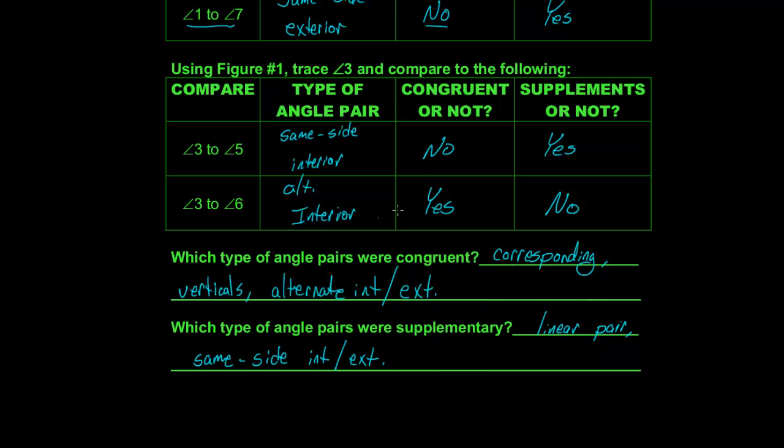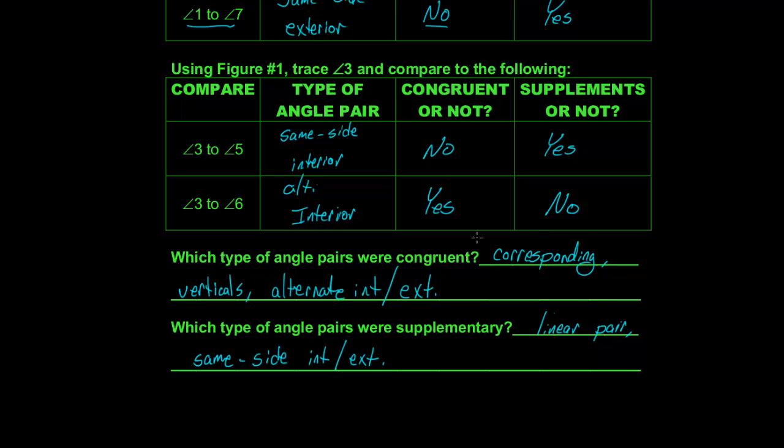So, which ones are congruent? A corresponding angle is congruent. Vertical angle pairs are congruent. And alternate interior and exterior. So if they're alternate at all, in the case of parallel lines, as long as the lines are parallel, they will be congruent. Which types were supplementary? We have a linear pair, of course, by definition, and then you will find that same side interior and exterior are both supplements.